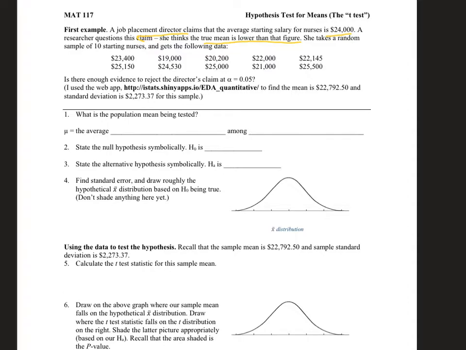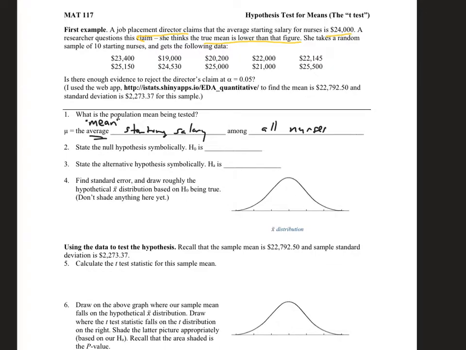The mean that we're testing here is the average starting salary among all nurses. So like before, this should be a population parameter, but before we were looking at population proportions, here we're looking at a population mean. So don't forget the word mean is just another word for the word average.